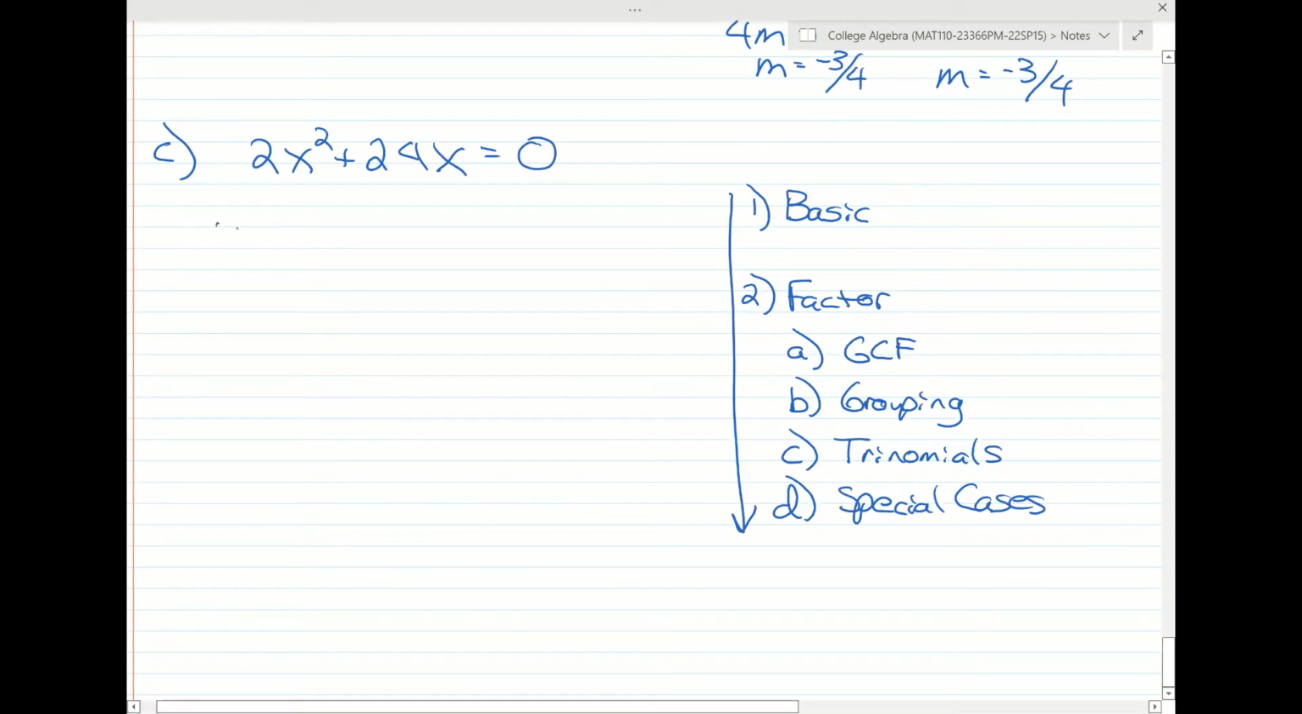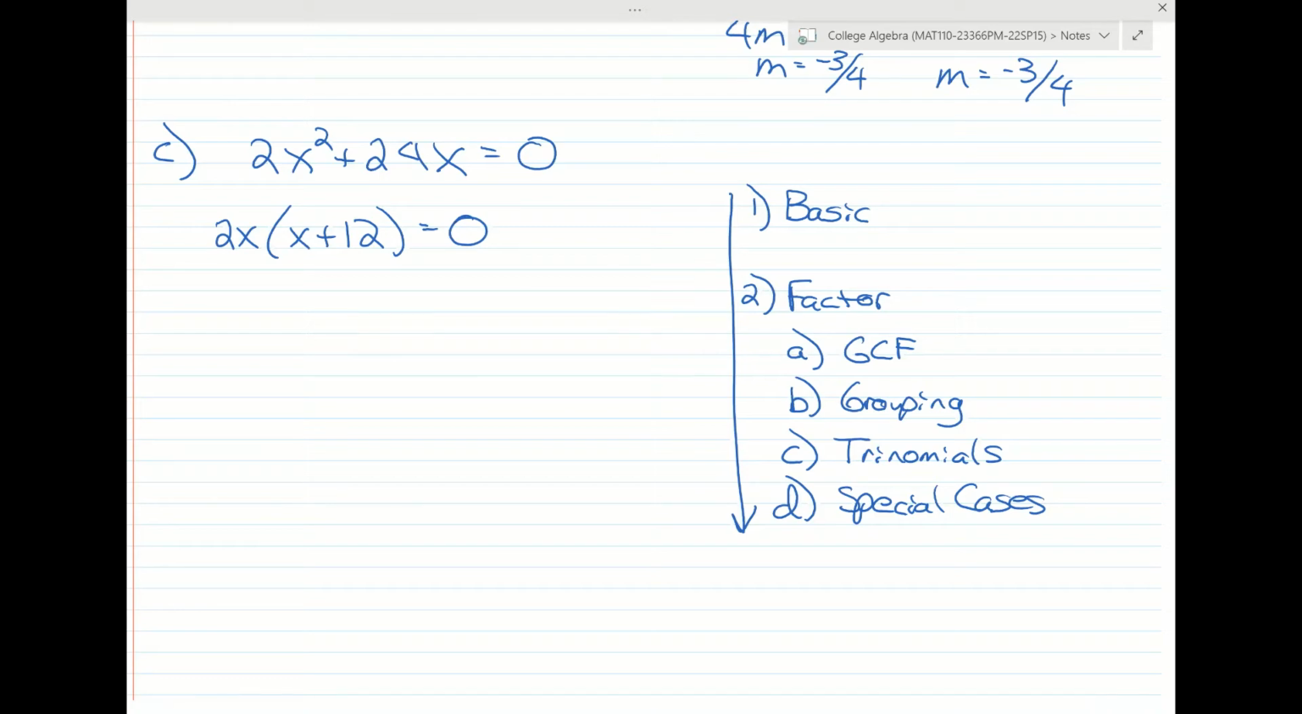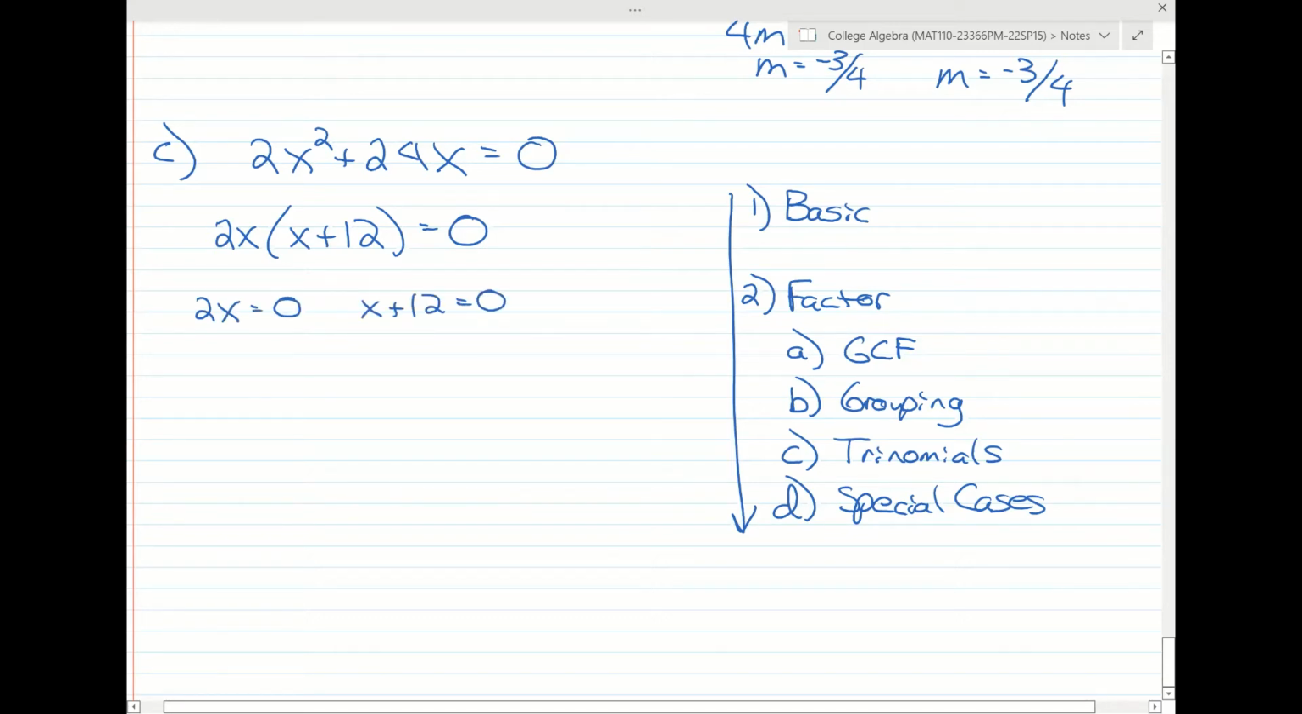So what we could do is we could write 2x times x plus 12 is equal to 0. Now what we do is we set these equal to 0. Just like we did before. Once you factor it, you set the factors equal to 0. If you divide by 2, you get x is 0. And if you subtract 12, you get x is negative 12.